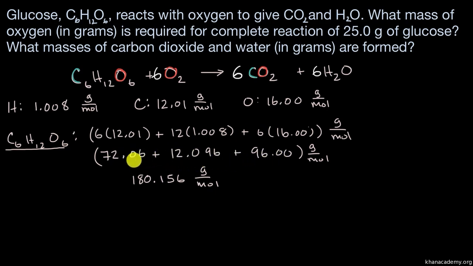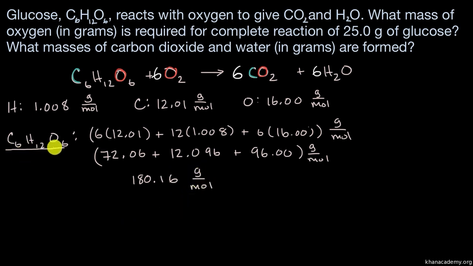And then when I add these numbers together, I need to round to as much precision as I have in the least one. So here I go up to the hundredths, up to the thousandths. So I need to round this actually to the hundredths place. So this is going to be 180.16 grams per mole of glucose.